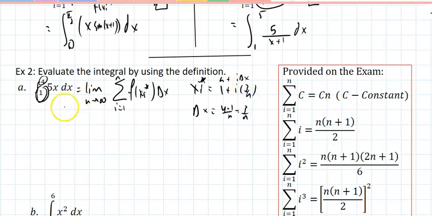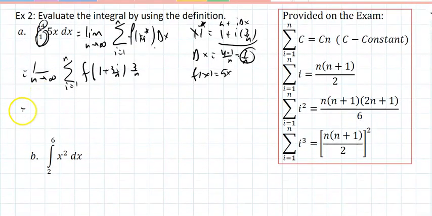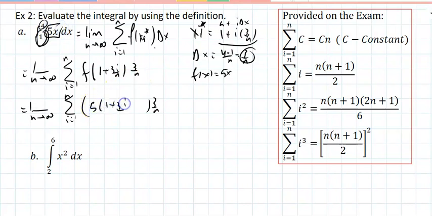So we're going to say, and f of x is 5x. So we're going to say this is the limit as n approaches infinity of the series i equals 1 to n, f of 1 plus 3i over n times delta x. Delta x is 3 over n. And the problem becomes a limit issue. That is the limit as n approaches infinity of the series i equals 1 to n, and f of x sub i, f of x equals 5x, so this is 5 times 1 plus 3i over n.